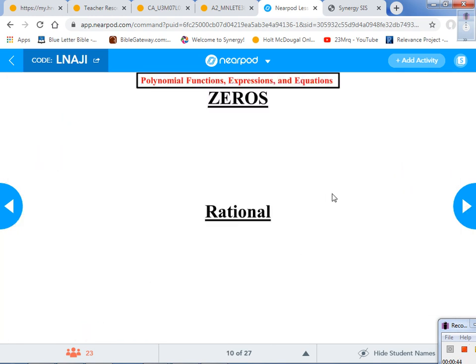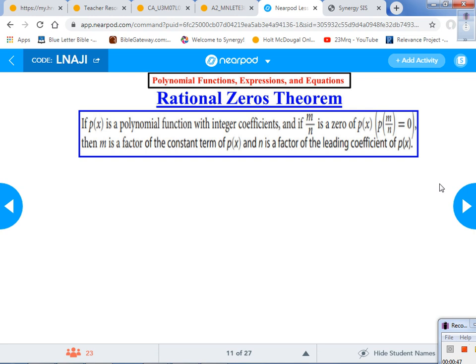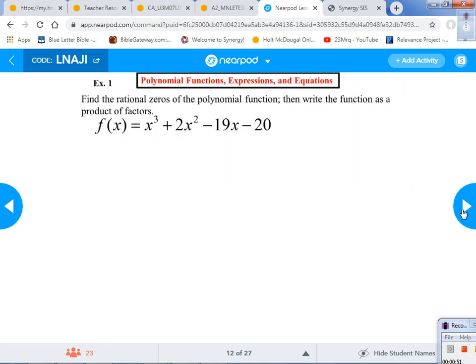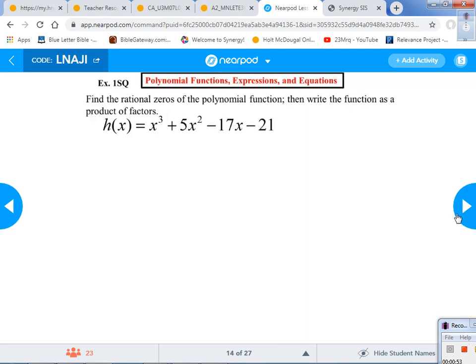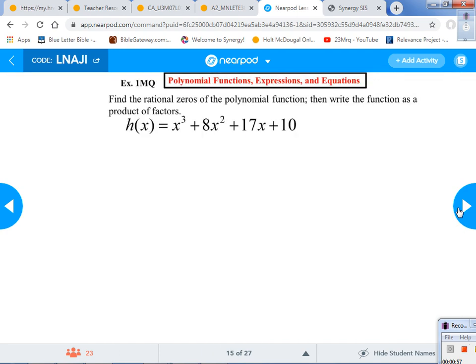Yesterday we covered zeros and rationals, and then we covered the rational zero theorem. Then from there we got started with 1, 2, 3. Is that correct? That's just tricky. All right. Copy this one. Example 1.